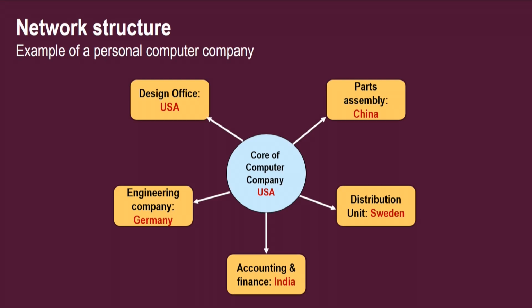This is an example of a computer company where the core company is placed in the USA. The other parts are at different places: the design office is in the USA, parts assembly may be in China, the distribution unit is in Sweden, the accounts and financing unit is in India, and the engineering company is in Germany. But all these are linked through the internet, and they are working in tandem with each other. And this type of structure is a network structure.